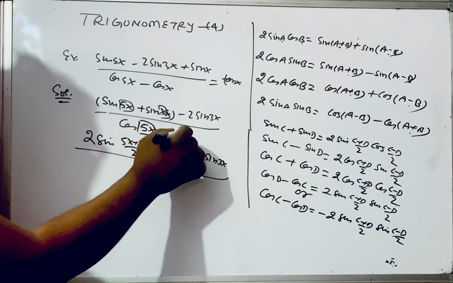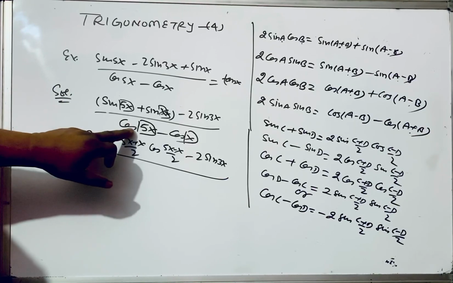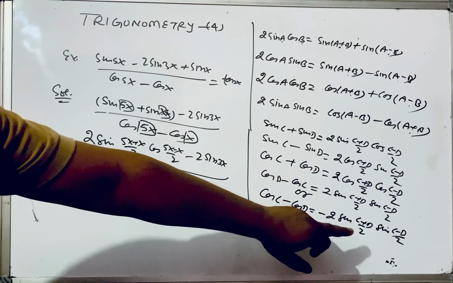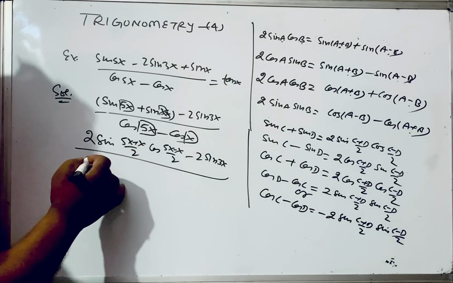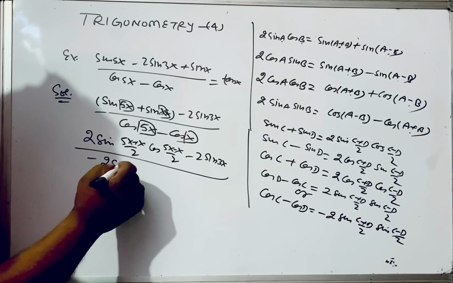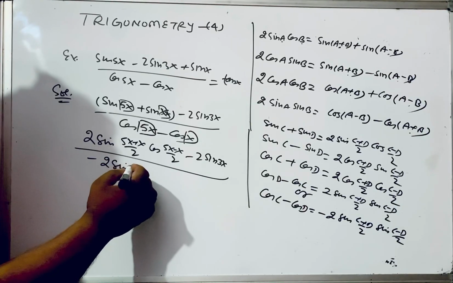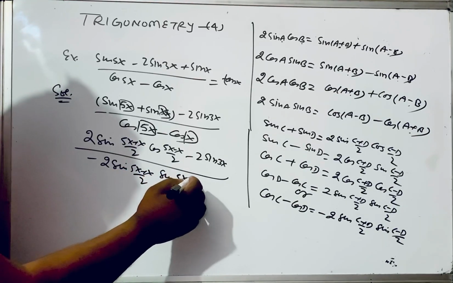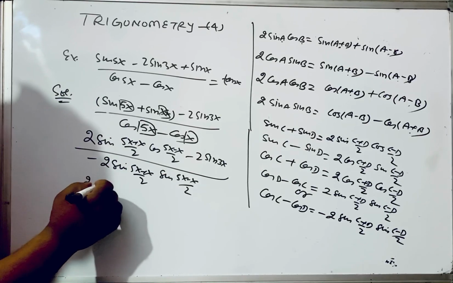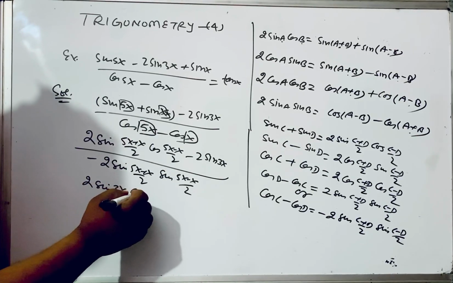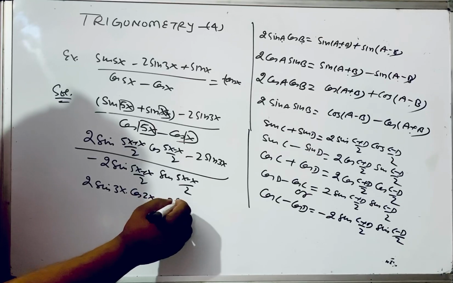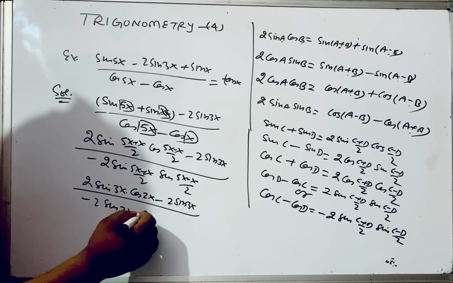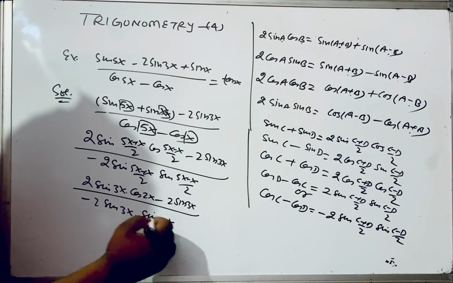And this is C, this is D. Apply here cos C minus cos D. What is cos C minus cos D? Minus 2 sin C plus D by 2 into sin C minus D by 2. We get 2 sin 3x into cos 2x minus 2 sin 3x minus 2 sin 3x into sin 2x.